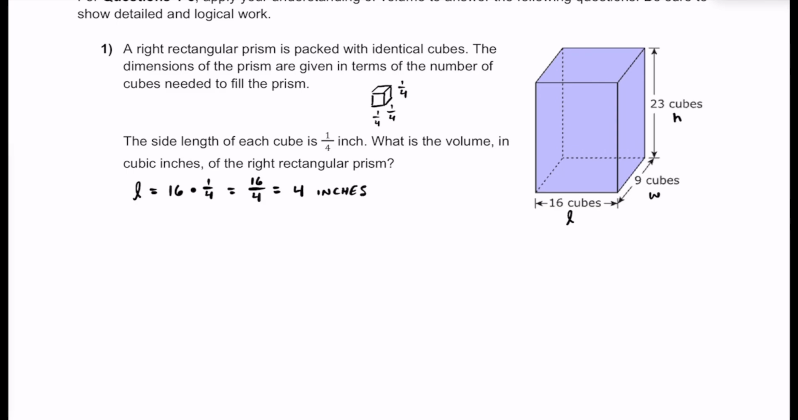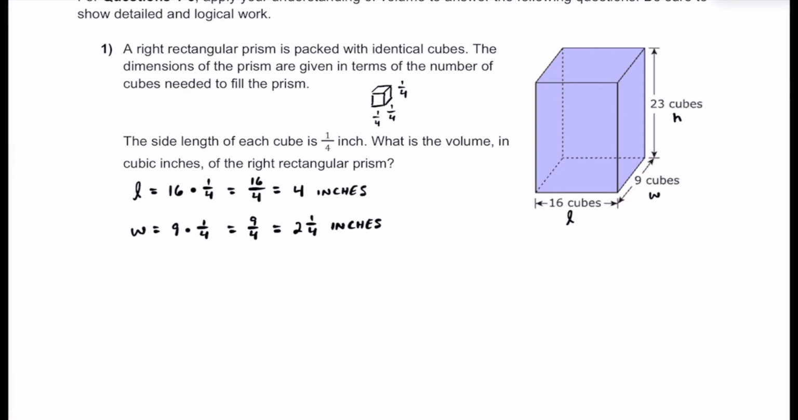What about the width? Well, the width, we know that we can fit 9 of these things. So 9 times, each of them are 1/4. So 9 times 1/4, that would just be 9/4. And so what's the dimension going to be for the width there? Well, it's going to be 2 1/4 inches. That's how wide this prism is going to be.